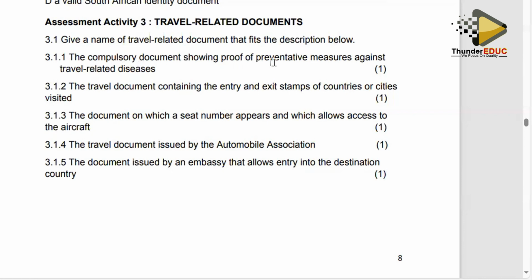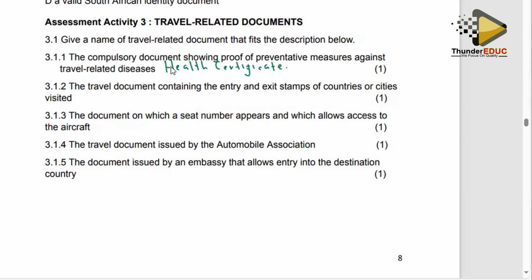The compulsory document showing proof of preventative measures against travel-related disease. This is known as a health certificate. So I'm going to write health certificate.